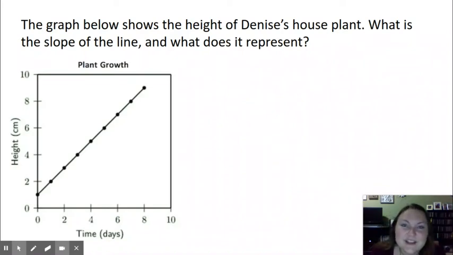Go ahead and try answering that question now. Make sure you answer both parts of the question. So what is the slope of the line and what does that slope represent?